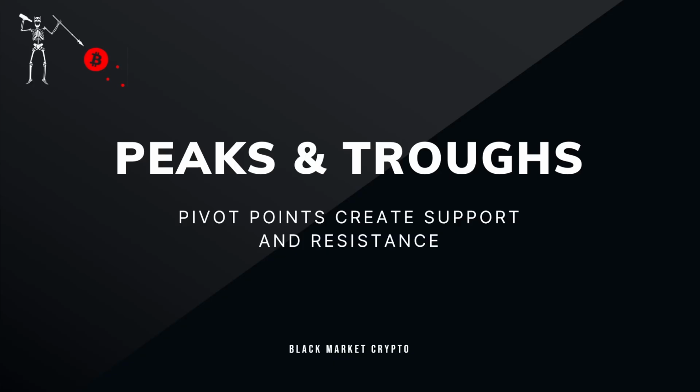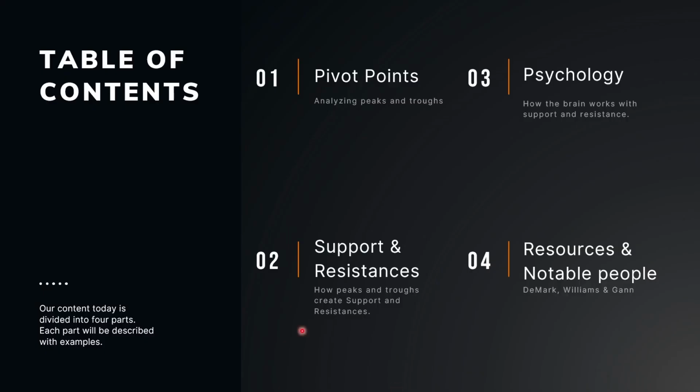All right, we're going to go over peaks and troughs. Pivot points create support and resistance. So, a little rundown. We're going to go over pivot points. Then we're going to see how they turn into support and resistance, and why ranges happen. Why do we have ranges? And then some resources and notable people.